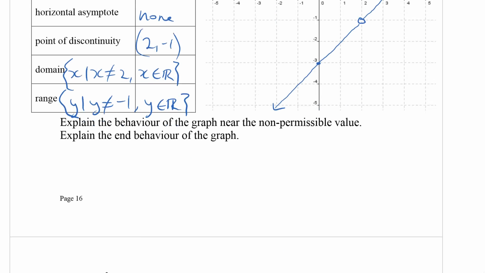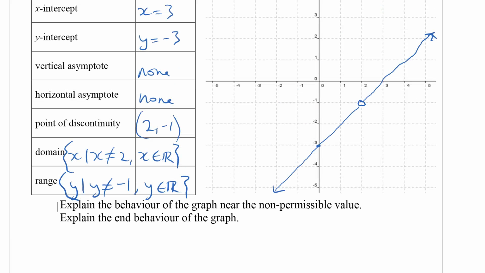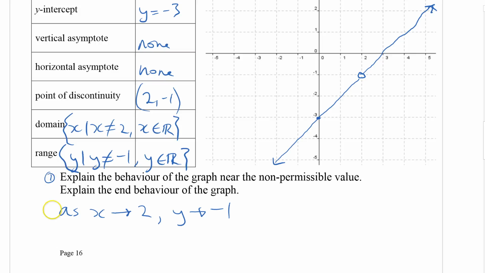Now it says explain the behavior of the graph near the non-permissible value. So in the past, when we had non-permissible values, we had asymptotes. We had typically a vertical asymptote where we couldn't have an x because it was in the denominator. This is a little bit different here. So I'll say as x approaches 2, y approaches negative 1. Okay, but it never actually gets there. Because x can't be 2, but as x gets closer and closer to 2, y gets closer and closer to negative 1. So that was the answer to number 1.